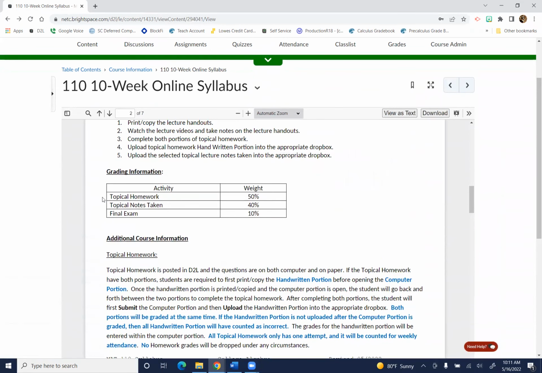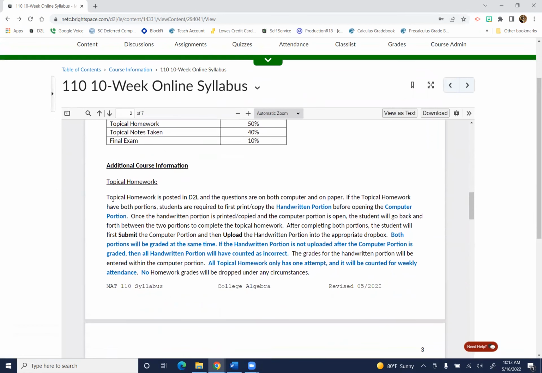All right, here is the breakdown. We have 3 types of graded activities: homework, notes taken, and final exam. Homework is posted in D2L and questions are on both computer and on paper, which is the handwritten portion. If the topical homework has both portions, you're required to first print or copy the handwritten portion before opening the computer portion. Once the handwritten portion is printed or copied, then the computer portion is open. Then you will go back and forth between the 2 portions and complete the topical homework. You need to do both portions at the same time.